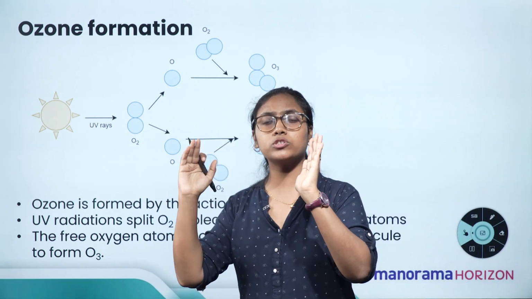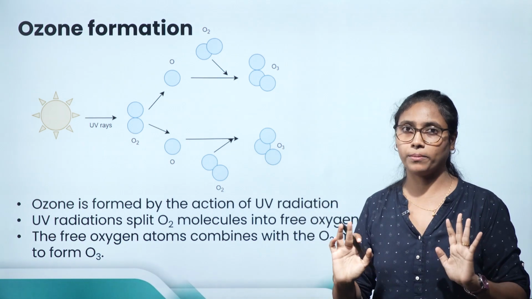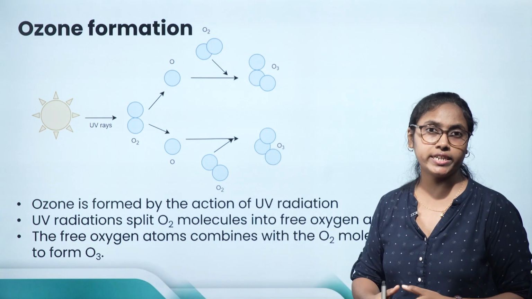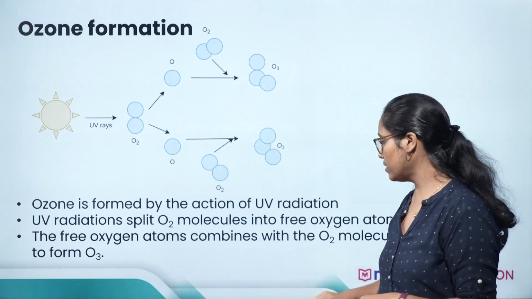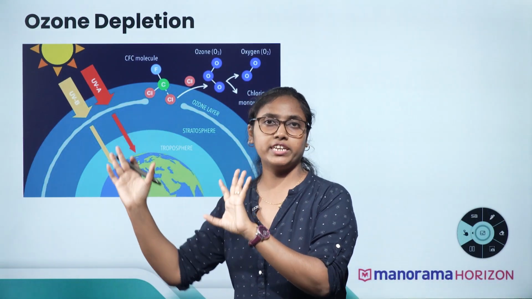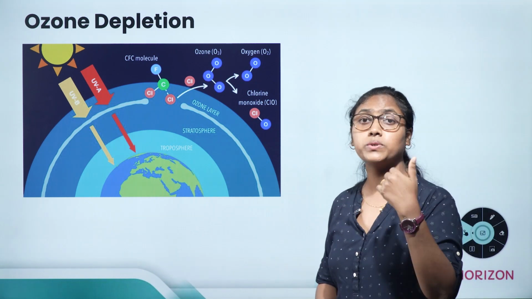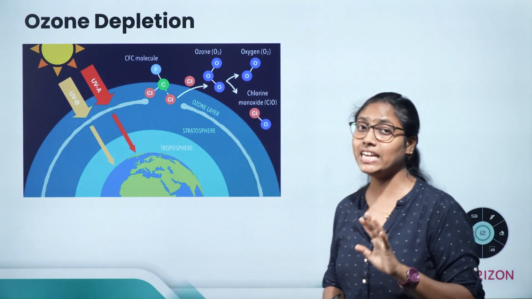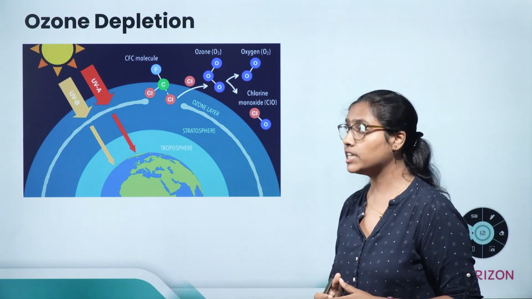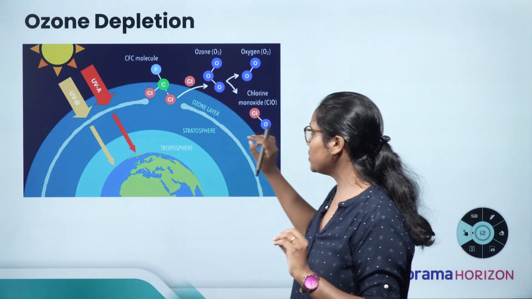Now, how is this ozone depletion taking place? We have understood how ozone is formed. It is formed by the UV radiation. But how is the depletion taking place? The detailed chemistry of how depletion takes place you will be studying in higher grades. If you go to 11th and 12th grade, in chemistry as well as in biology, you will study it in detail. But here we will just see how the depletion happens, in a very short way.